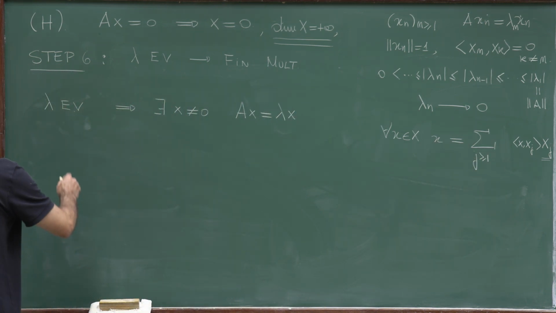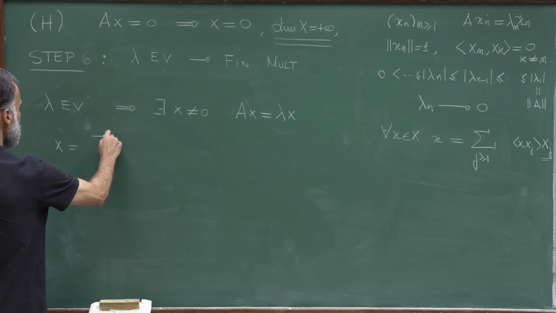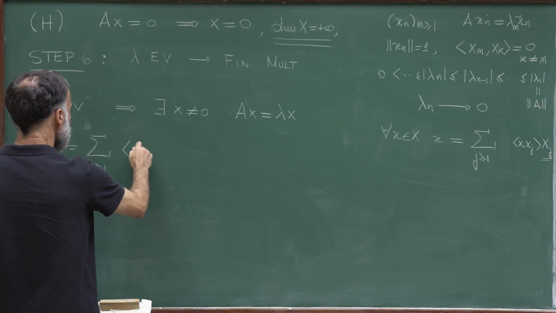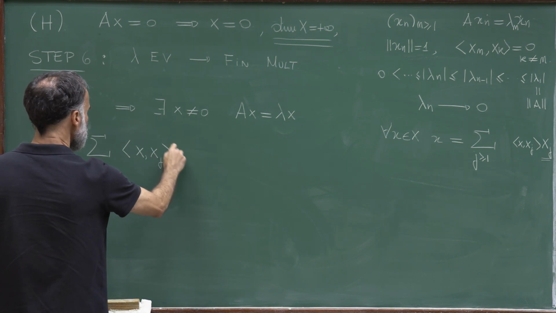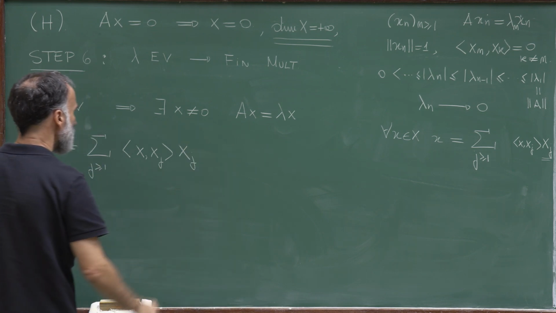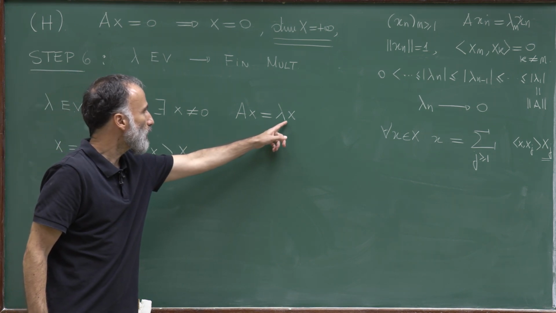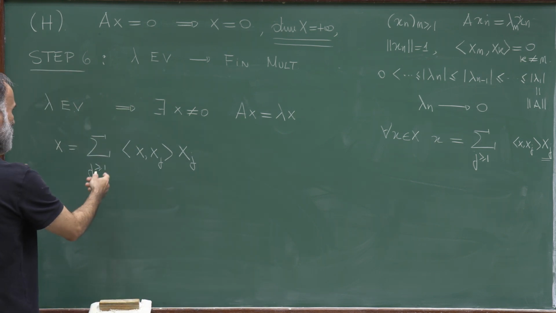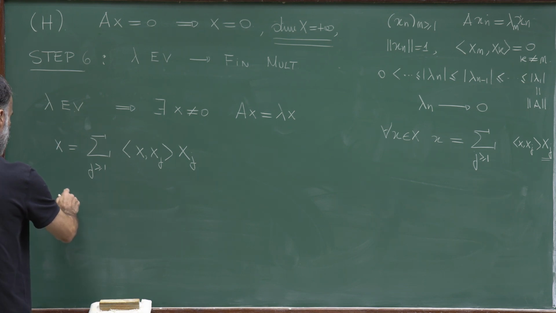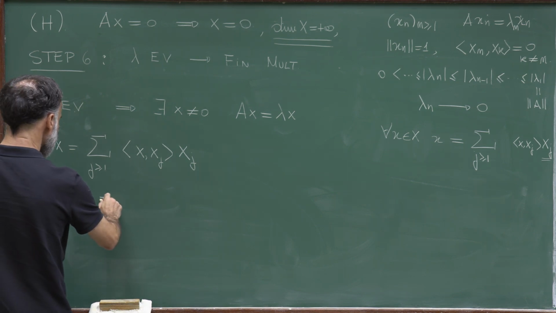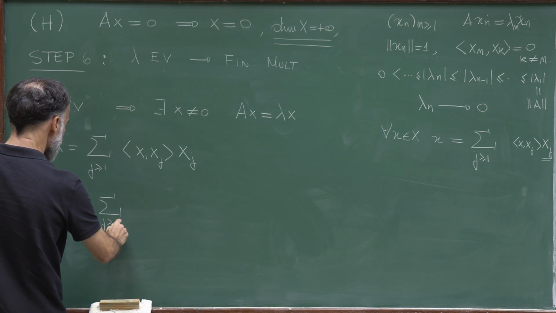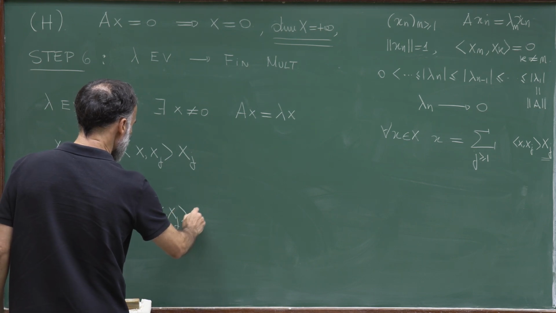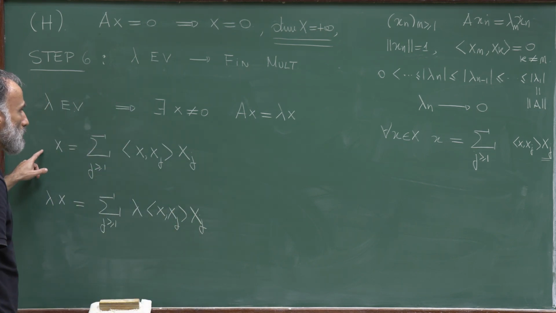I know that X is equal to the sum for j larger than 1 of (X, Xj) Xj. Now, I know that lambda X is equal to AX. So let me write what is lambda X. Lambda X is the same expression multiplied by lambda. And let me write what AX is using linearity.